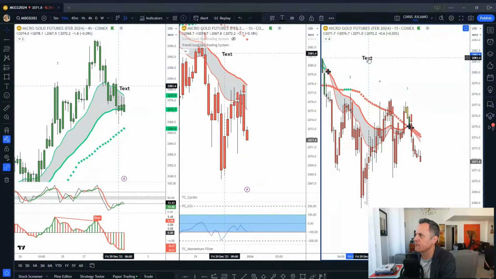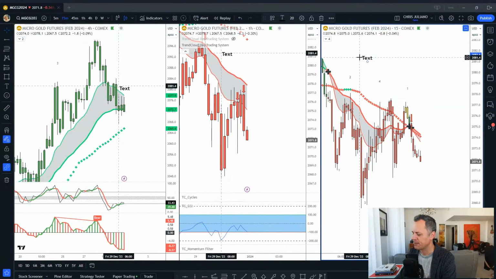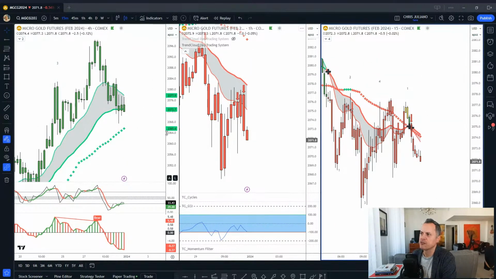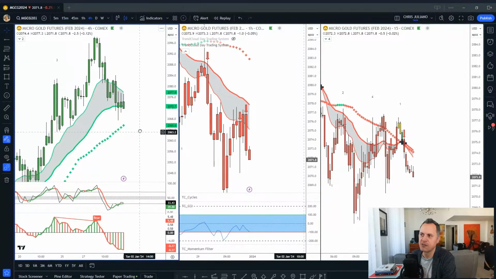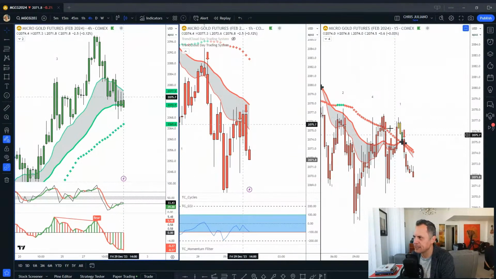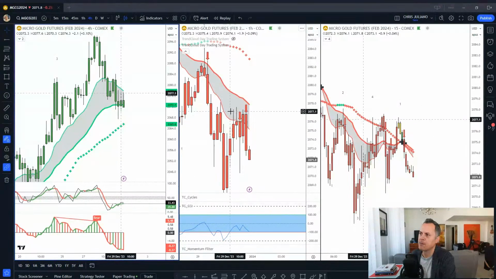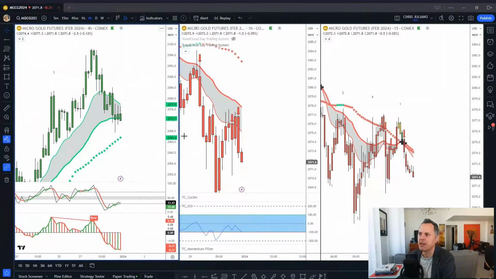Trend. The first thing that we're going to look at is trend. Trend is a big part of TrendCloud. Obviously, it's even in the name, right? And we're going to look at trend across multiple time frames. So trend is one of the main elements. The next one is momentum.